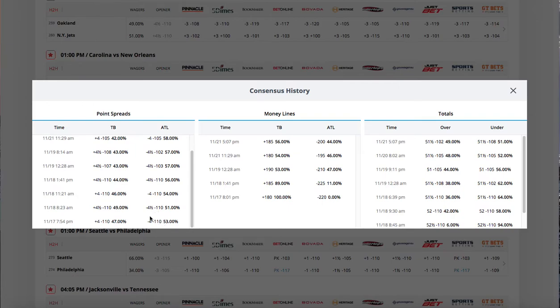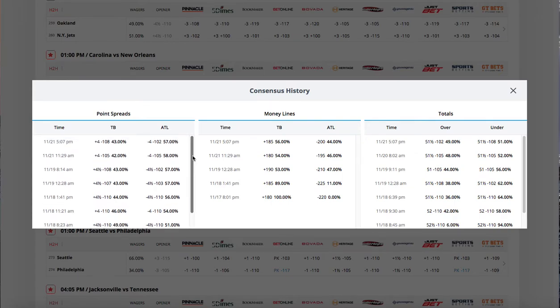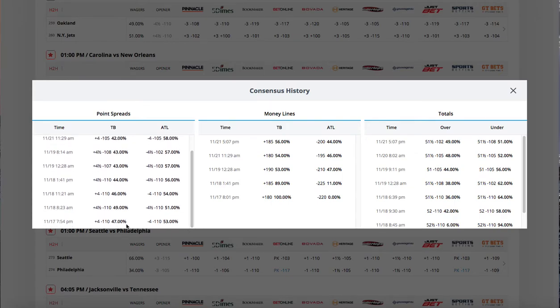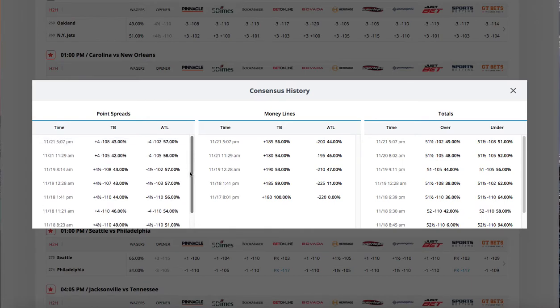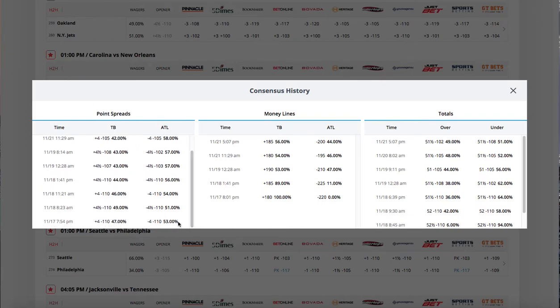Yeah, it moved up. So if you see this and you want to play Tampa Bay, you could. Let's see, did it move? Yeah, it didn't really move that much from the beginning, actually. So you see here it went from minus 4, then it bumped to 4.5, went back to 4, and now it's leveled out at plus 4.